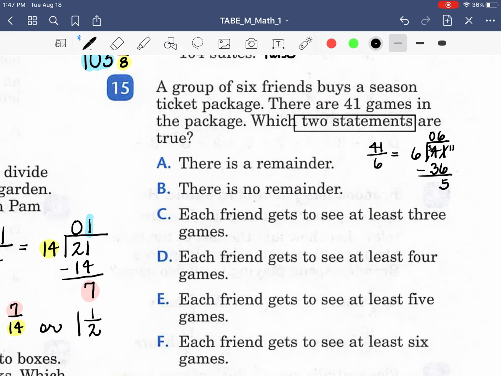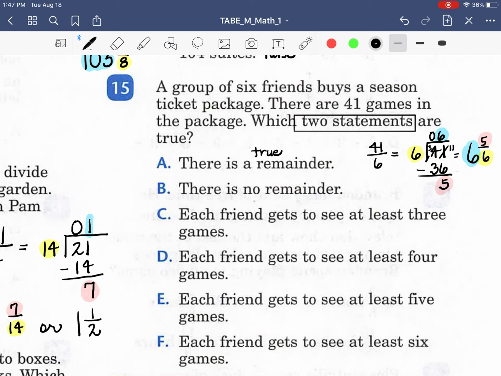You can borrow here if you need to. That's a remainder of 5. So the mixed number is 6 and 5 over 6, if we need that. We may not need that, but it's still good practice to put those together. Okay, so let's look at the choices.